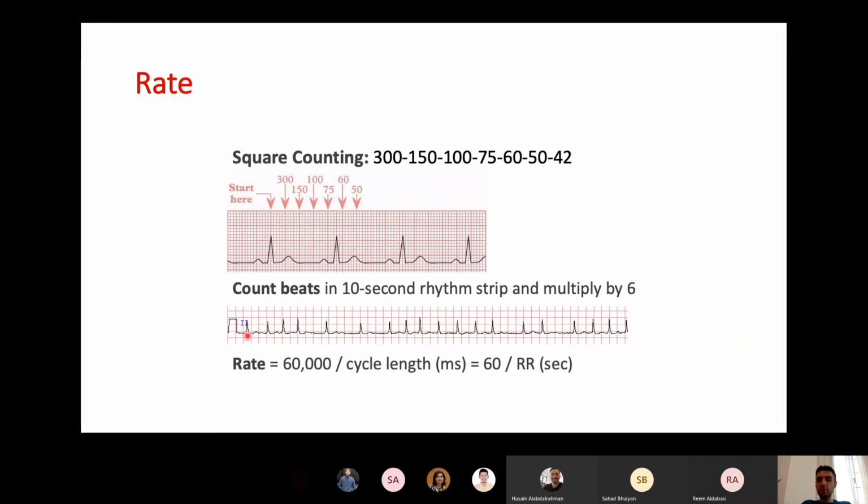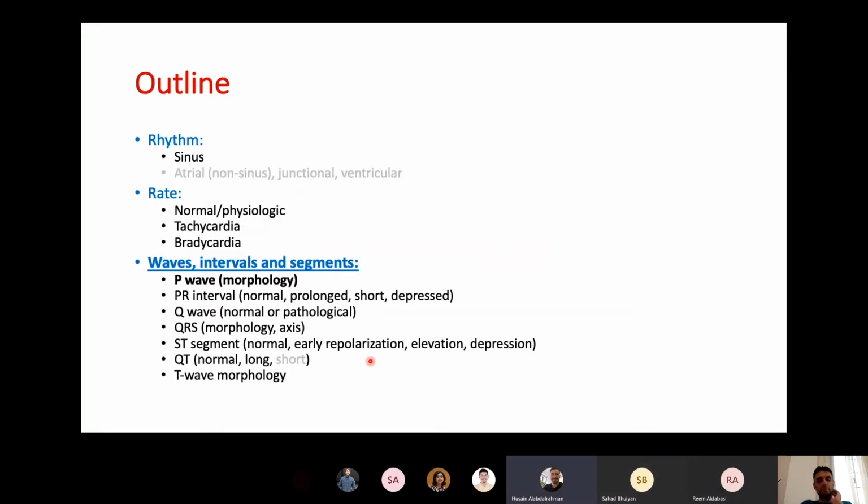But an easy one to do is to count the number of QRSs, because the ECG is run over a 10-second rhythm strip, right? So, count how many QRSs you have and multiply by 6. This tells you how many beats per minute there are.